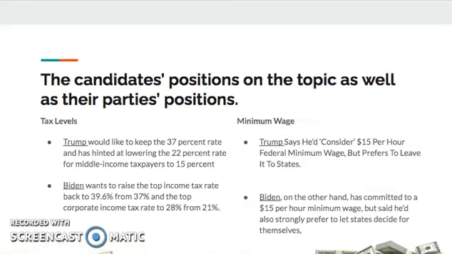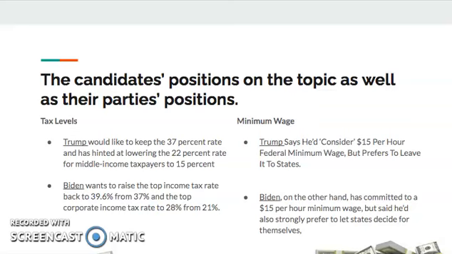The candidates' proposition on the topic as well as the parties' positions. Tax levels. Trump would like to keep the 37% rate and has hinted at lowering the 22% rate for middle-income taxpayers to 15%, or restricting the tax brackets so more taxpayers fall into the lower brackets. Biden wants to raise the top income tax rate back to 39.6% from 37% and the top corporate income tax rate to 28% from 21%.